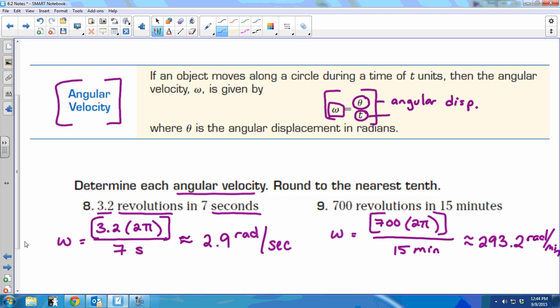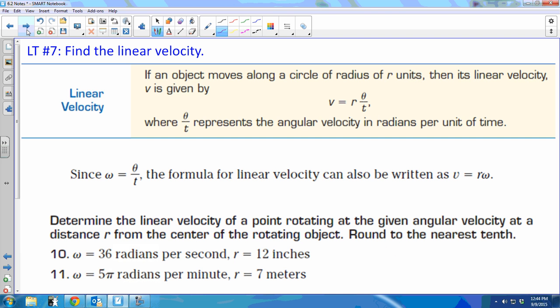So that's finding how many radians an object is moving in a certain amount of time. I'll check for you. Thanks. Any questions, learning target 6? Going once, going twice? All right, learning target 7 then.